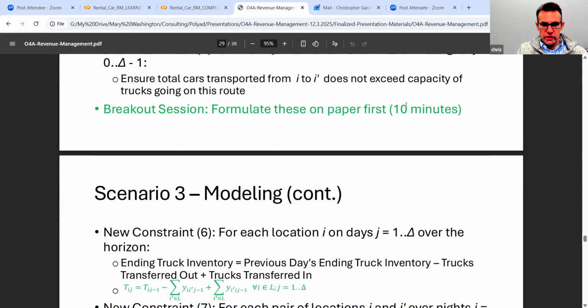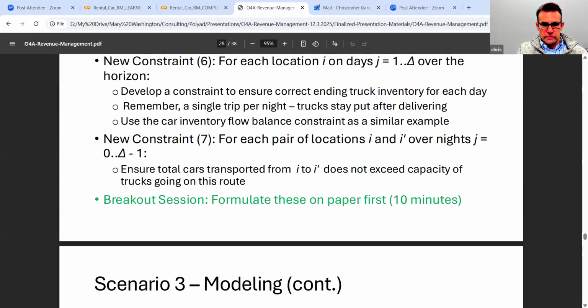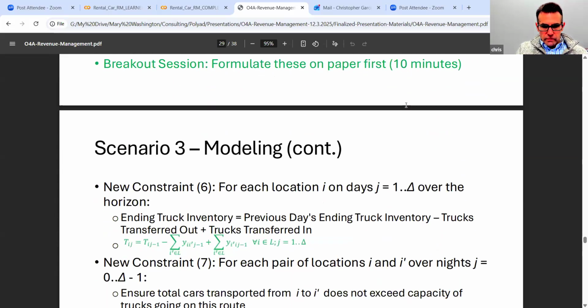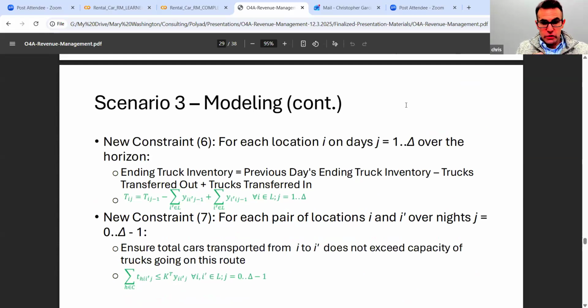So I'm just going to show this here. So first of all, we have, as you mentioned, the flow. Again, two constraints. When we talk about adding the flow constraint, this is just like what we saw before for the cars. We have to have this now for the trucks. So my ending inventory is the previous day's ending truck inventory minus the trucks transferred out plus the trucks transferred in. So again, it's just like the cars essentially, right?